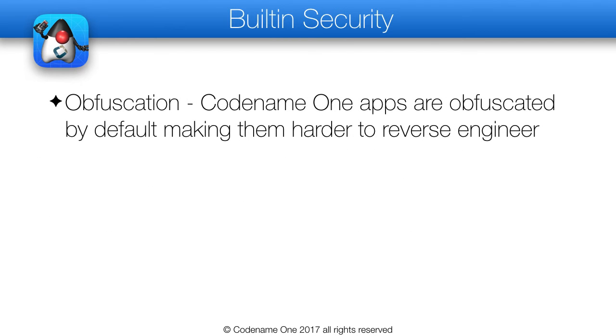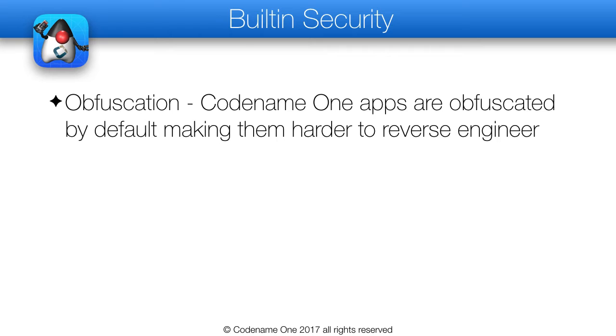Codename One tries to be as secure as it can be by default. Some of our design choices make Codename One more secure by default, even when compared to native coding and especially when compared to other approaches. The first is obfuscation by default.